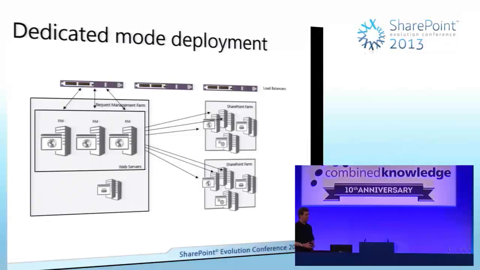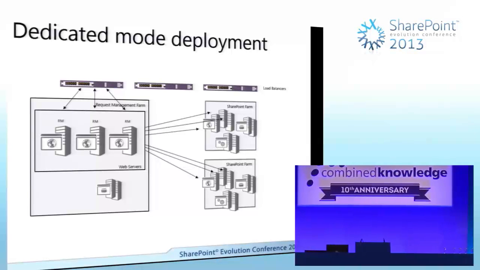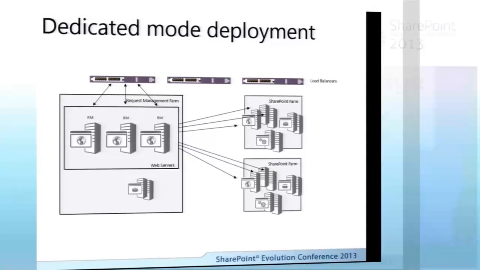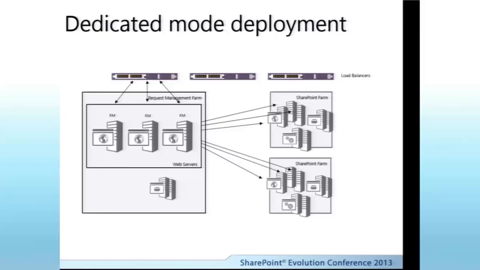And if we contrast this with the dedicated mode deployment, we've now got a request management farm over on the left-hand side, which is responsible for sending requests to other content farms over on the right-hand side. And you would only really need this, again, if you're in a very large-scale hosting environment. And we have some load balancers there as well. And because it's a large deployment, we have 3 of them. Because 3 is the new 2.